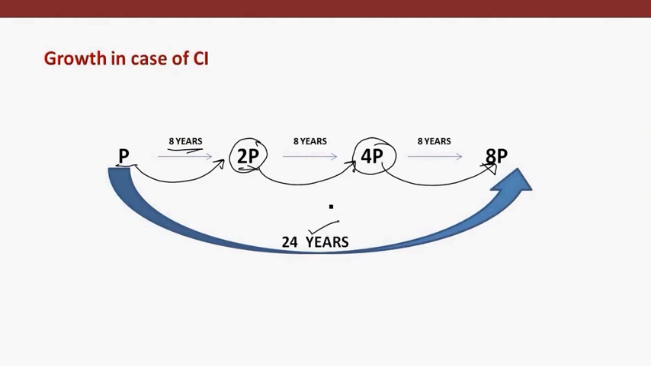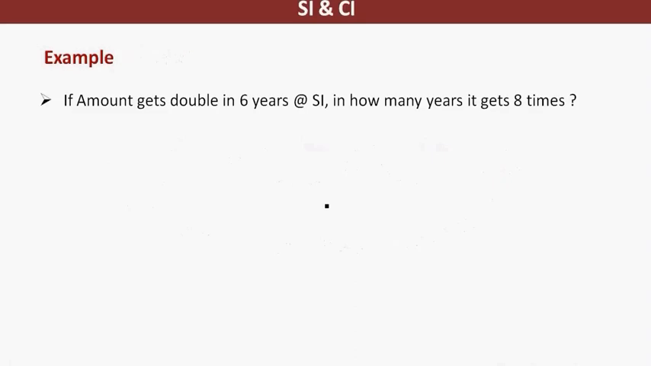So in a time span of 24 years, the money becomes 8 times the original, unlike the case of SI, where it took 56 years for the same growth. Let's understand it with the help of an example. The amount gets doubled in 6 years. So let me say you have P, and in 6 years it becomes 2P.